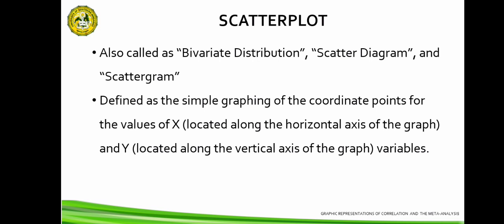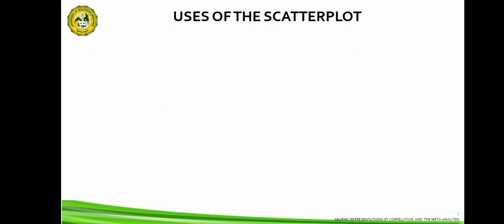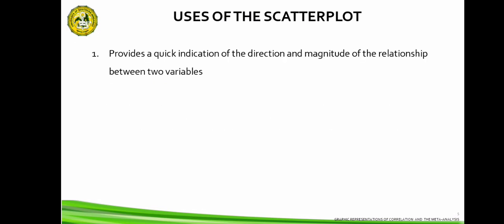This particular graphic representation of correlation is defined as the simple graphing of the coordinate points for the values of x and y variables. As we all know, the x variable is located along the horizontal axis of the graph, while the y variable is located along the vertical axis of the graph. Next would be the uses of the scatter plot. First, it provides a quick indication of the direction and magnitude of the relationship between two variables.